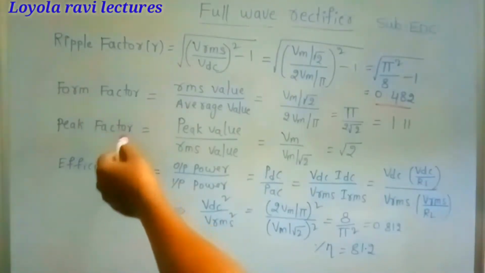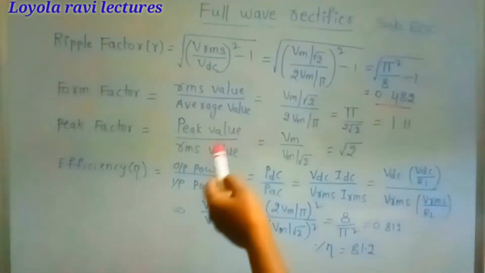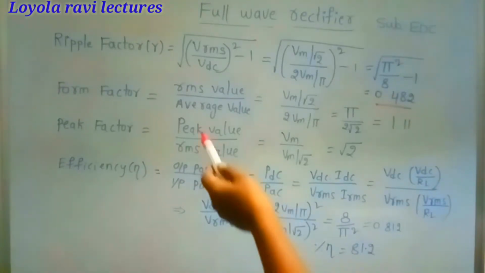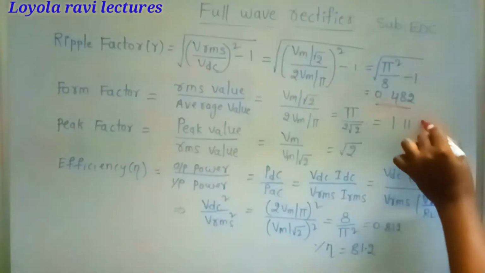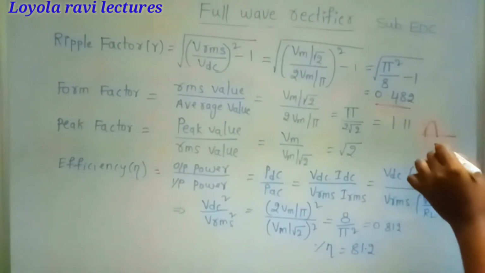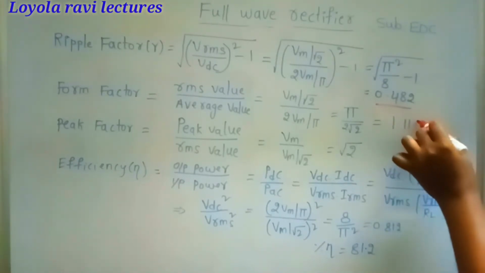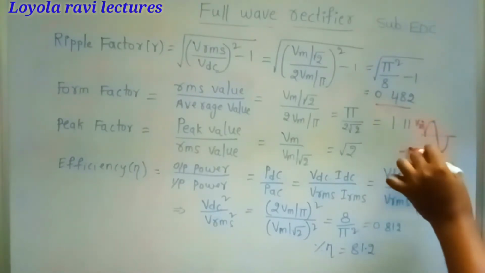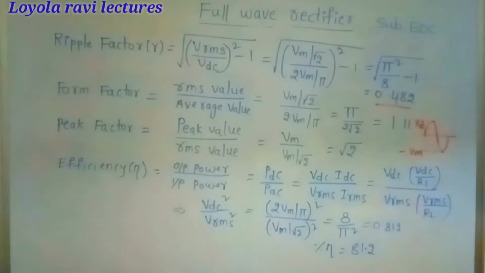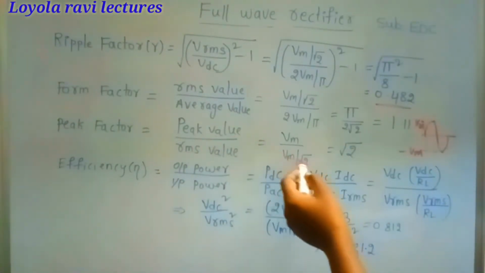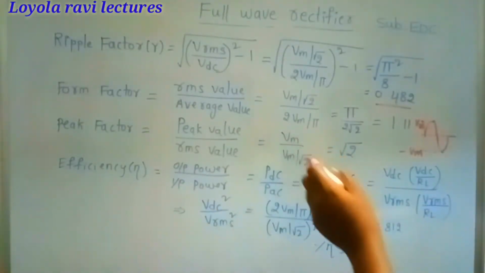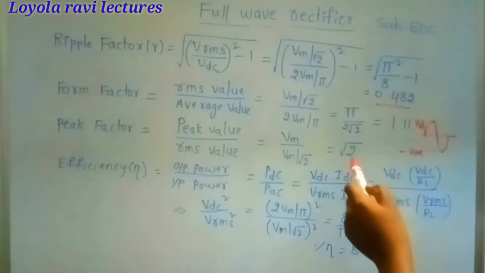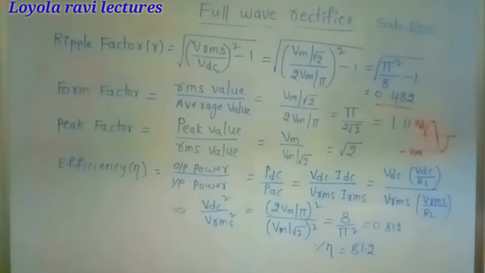Then go for peak factor. Peak factor is peak value by RMS value. Peak value is nothing but here, this is our output or input. The peak values are Vm or minus Vm, so peak value is Vm. Vm by RMS value, VRMS, is Vm by root 2. Then Vm gets cancelled. Peak factor is root 2.